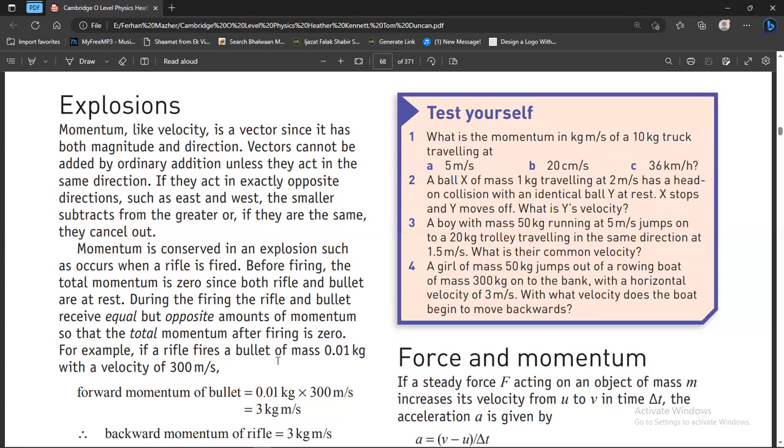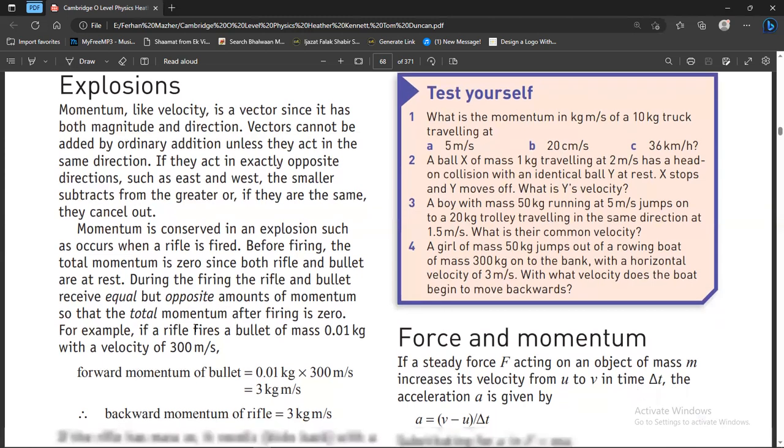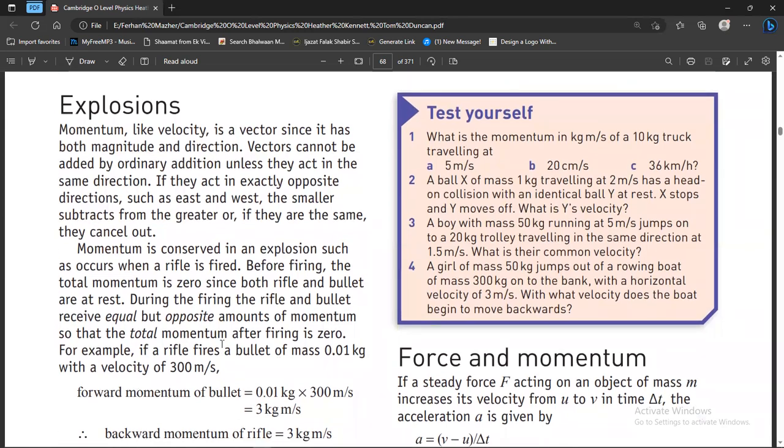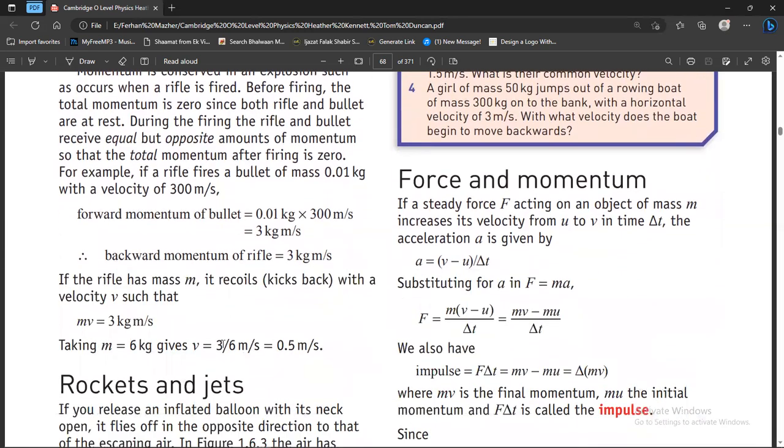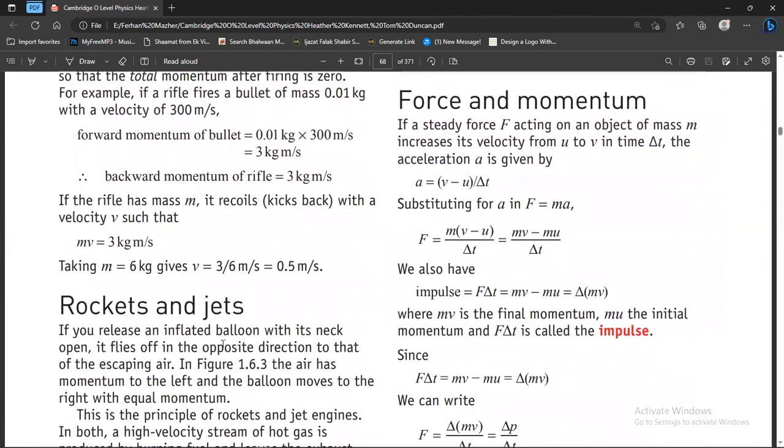A girl of mass 50 kg jumps out of a rowing boat of mass 300 kg onto the bank with a horizontal velocity of 3 meter per second. With what velocity does the boat begin to move backward? Okay. So again, you use that principle that the momentum before and after is same. So I will try to make a video in which I can actually solve these questions, but right now I am more interested in theory.